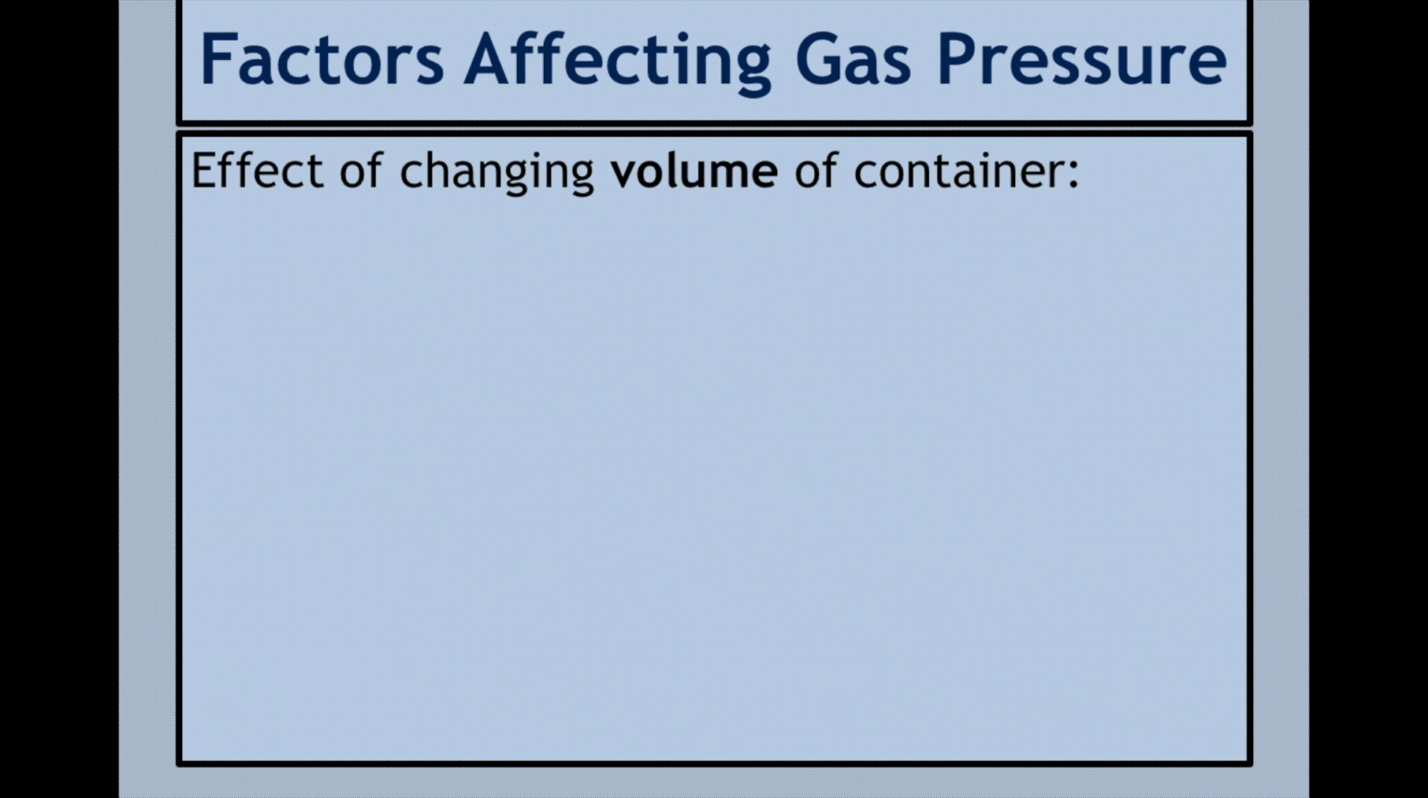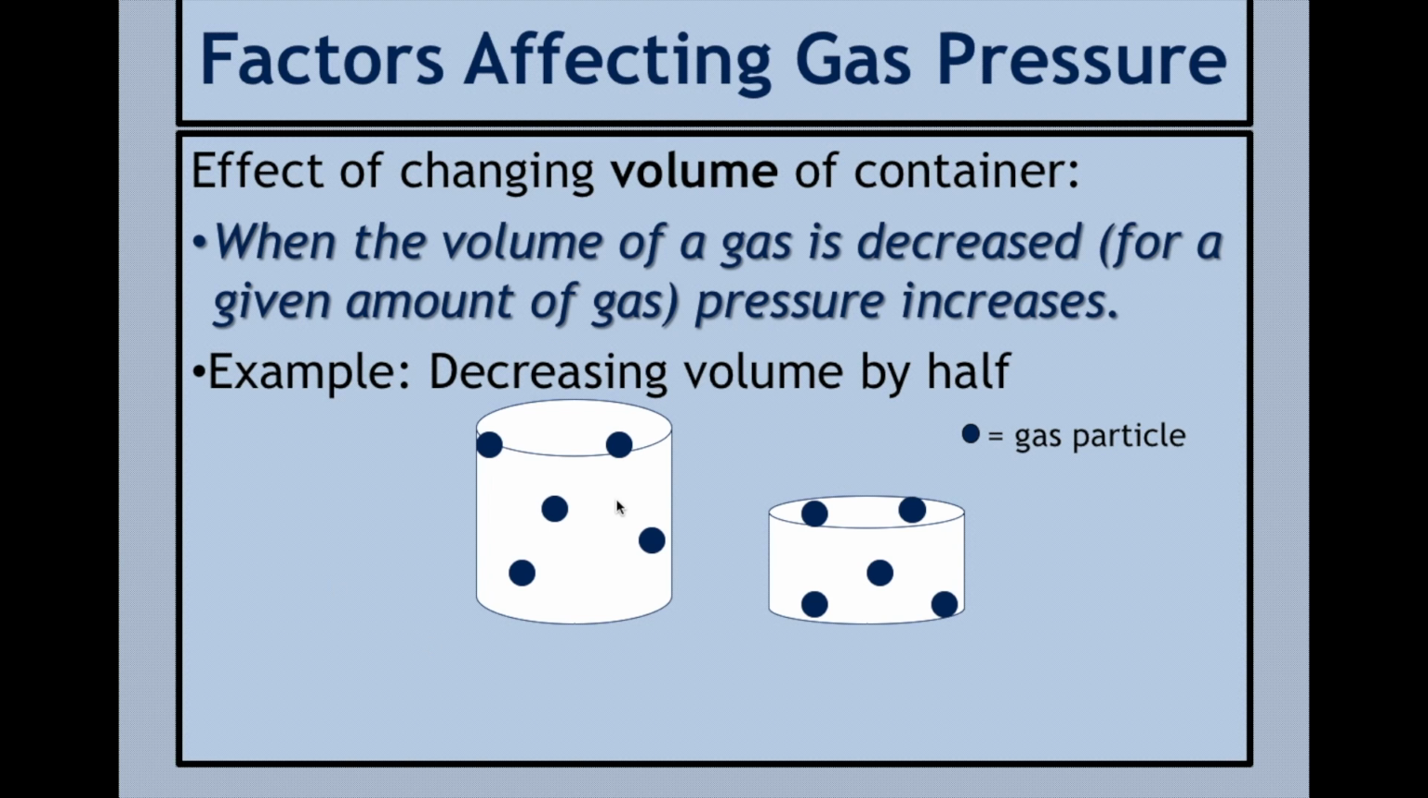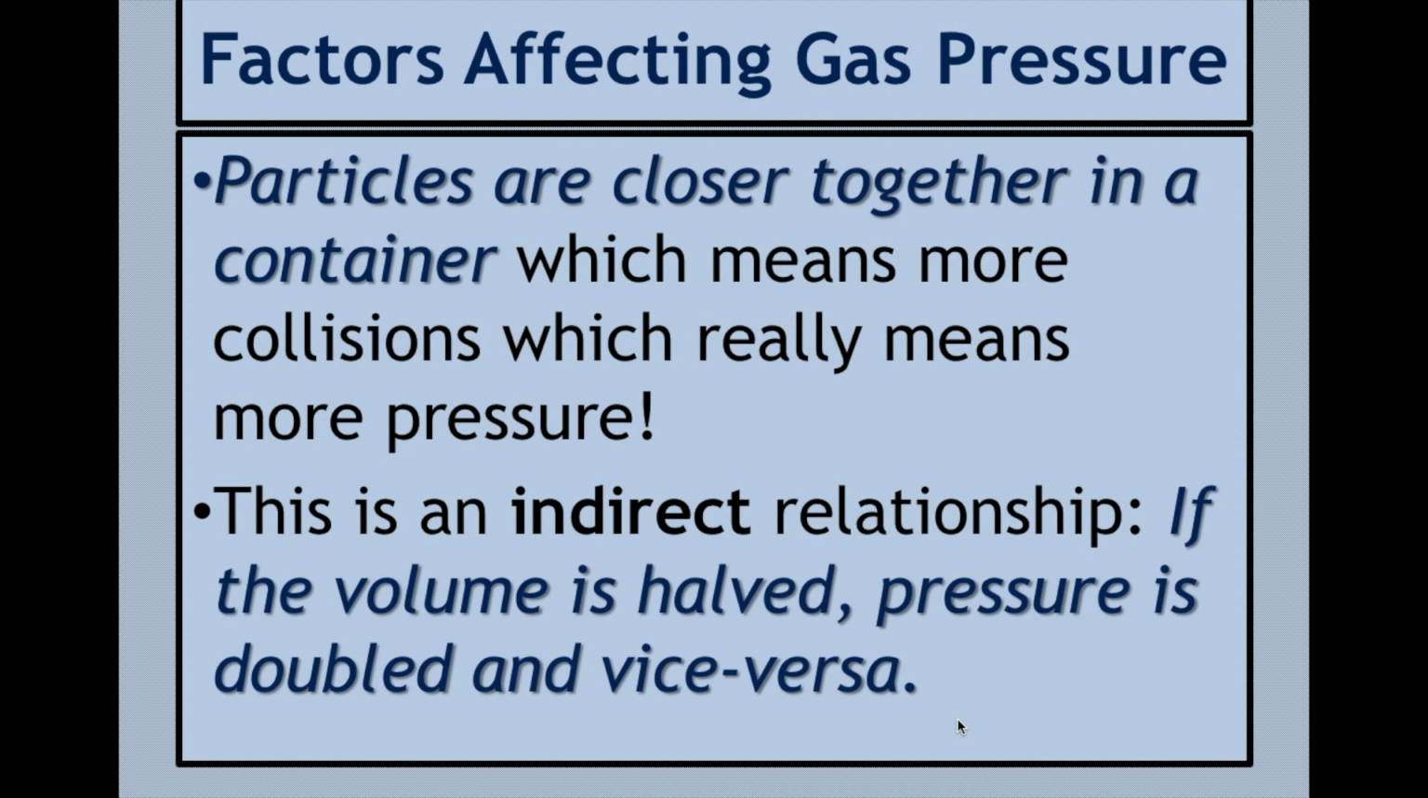Another factor that affects gas pressure is changing the actual volume of the container. If the volume of a gas is decreased, then the pressure will increase. For example, say you squish a balloon or a basketball to half its size. Those gas particles are going to collide more often, so the pressure will increase. If you have half the volume, you have twice the pressure. That's called an indirect relationship. Again, particles are closer, they're colliding more often, and so you have more pressure.